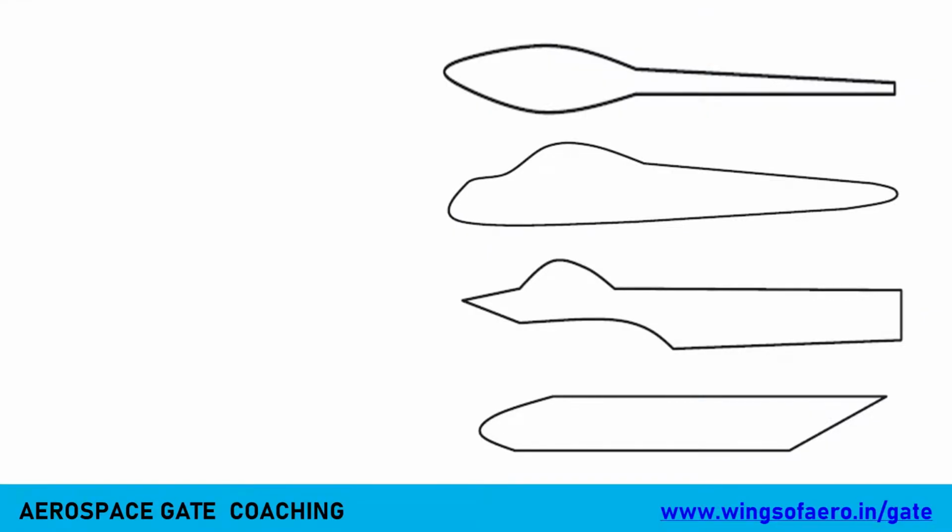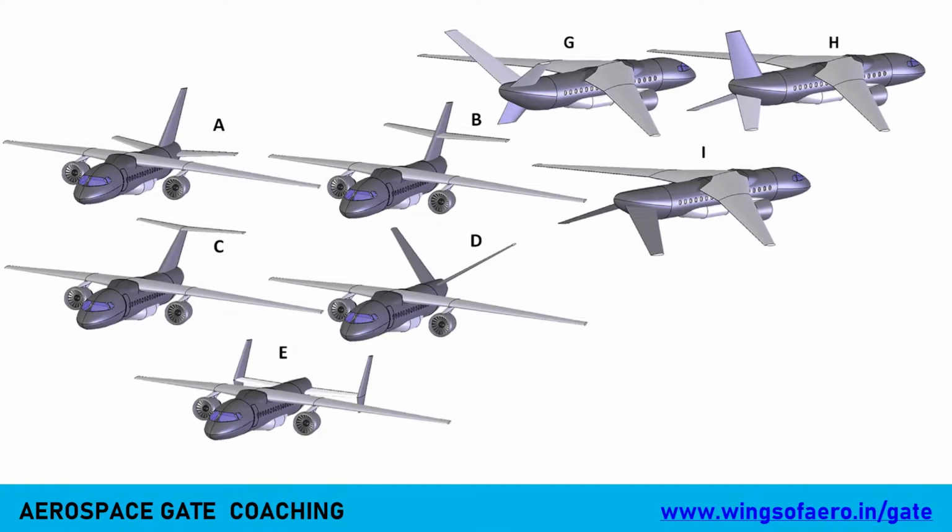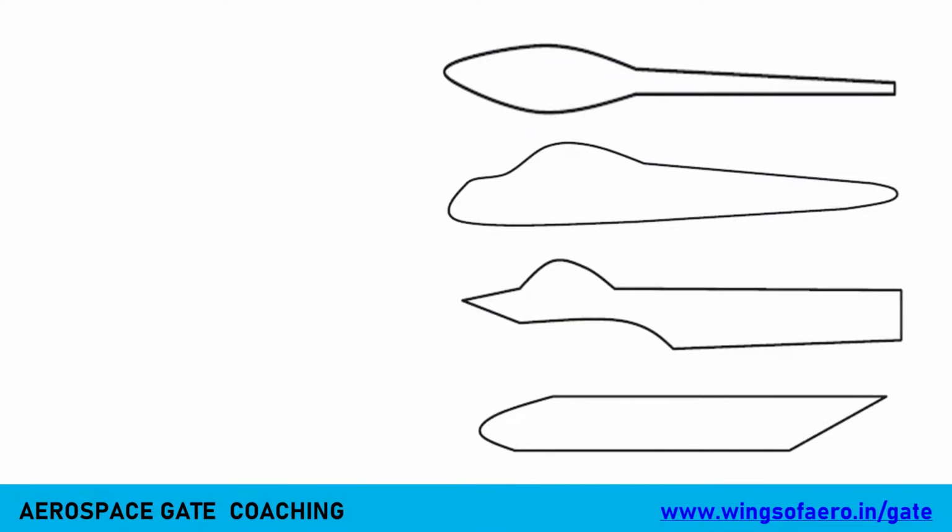So we spoke about the fuselage yesterday, how the fuselage pattern differs from aircraft to aircraft, depending on the small aircraft, the glider. The first one is the glider, the second one is the small aircraft, the third one is for the fighter, and the last one is for the transport jet. So these are the basic layouts of the different types of fuselage pattern.